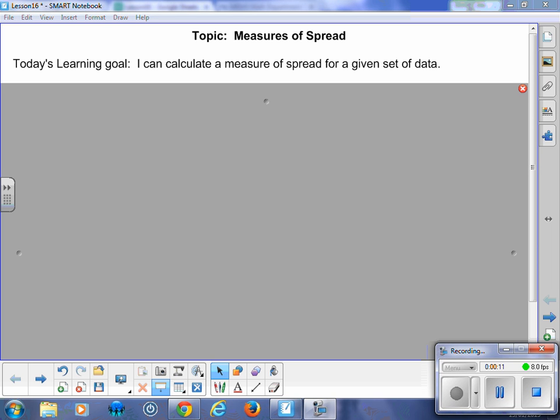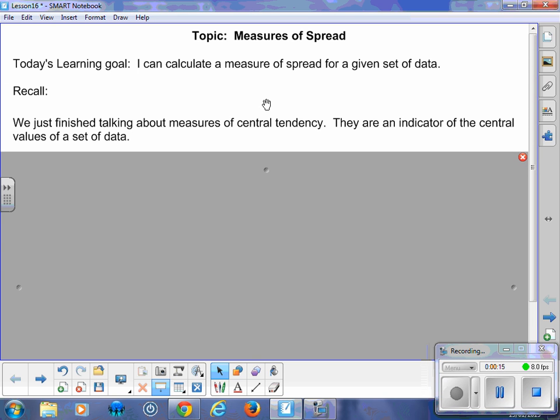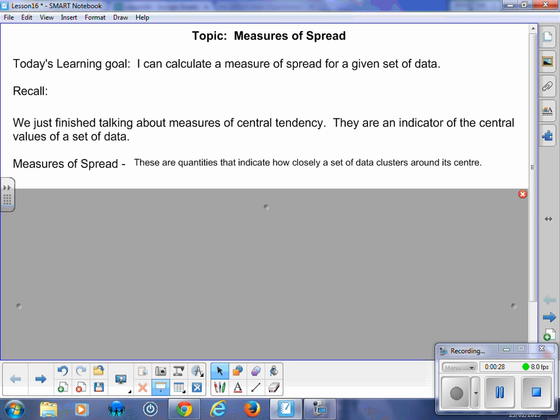So we talked about measures of central tendency yesterday, and that particular indicator is a very common one for your basic statistics and basic analysis, but it is a measure of central tendency. What we're looking at today is measures of spread.